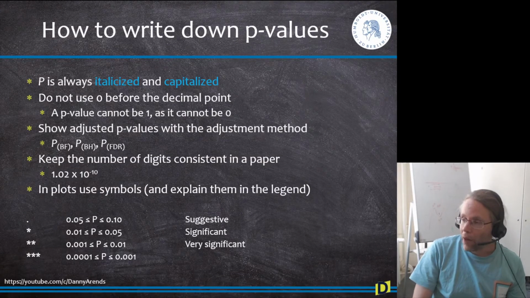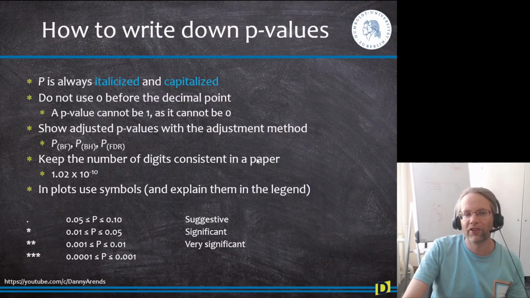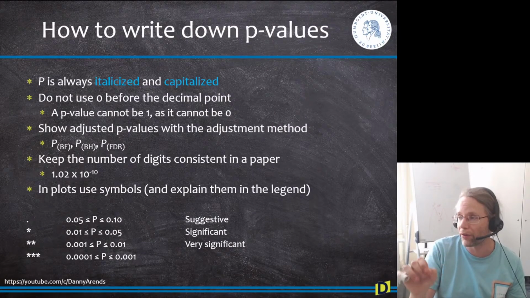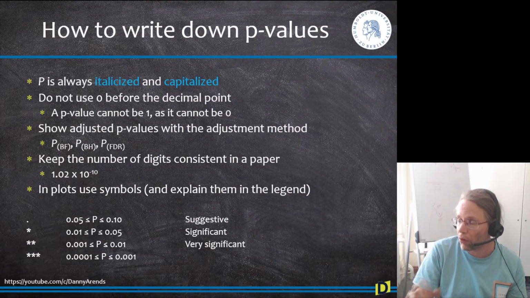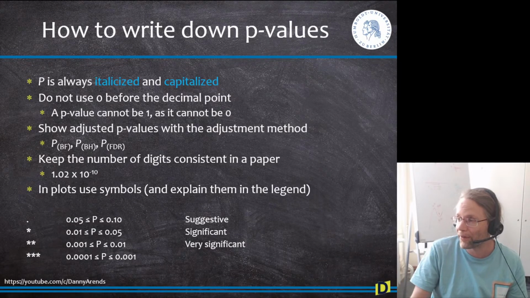So how do you now write down these p-values in papers? When you write p equals, the P is always italicized and capitalized. So make sure that you do that. You never use a 0 before the decimal point when you write down your p-value. So you don't write p equals 0.05. That is wrong, because it cannot be 1 and it cannot be 0. It is always a value between 0 and 1.